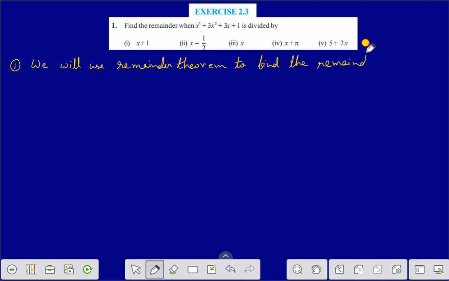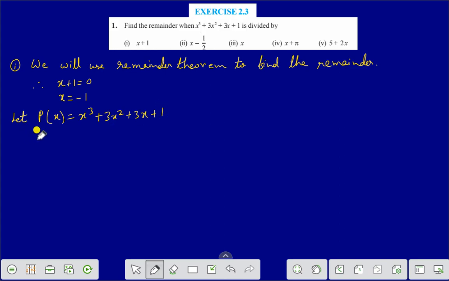There are two methods. You can use the remainder theorem, or you can just divide this polynomial by this number. For that you have to find that x plus 1 is equal to 0, or x is equal to minus 1. Here let p(x) is equal to x cube plus 3x square plus 3x plus 1.